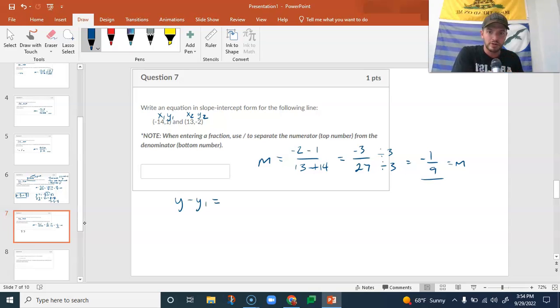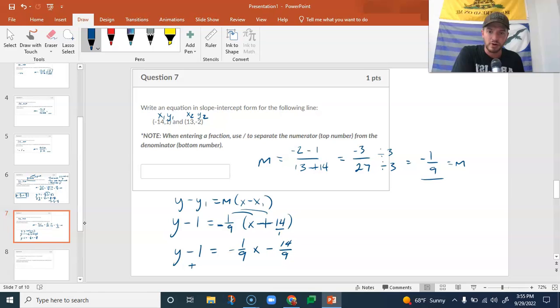So y minus y1 equals m times x minus x1. So y minus my y1, which is 1, equals -1 over 9, my slope, times x minus -14. So again, this is going to be plus a positive. Distribute your slope. Y minus 1 equals -1 over 9 x minus, again, -1 over 9 times positive 14. Again, it's just going to be minus 14 over 9.